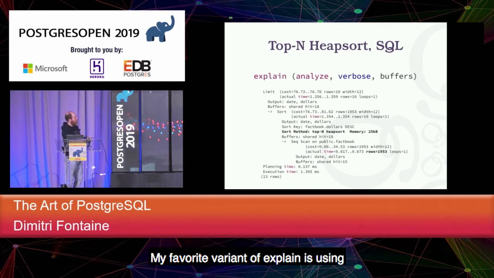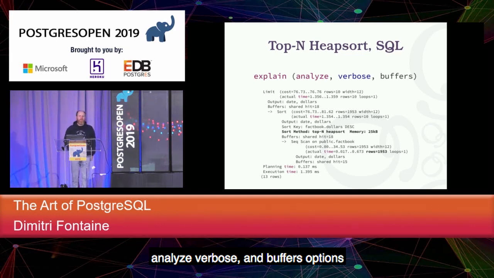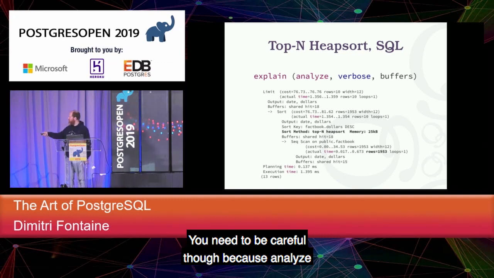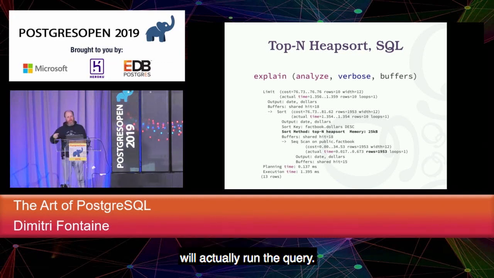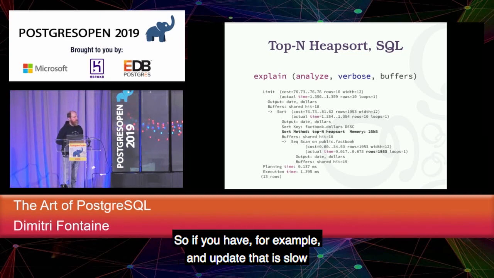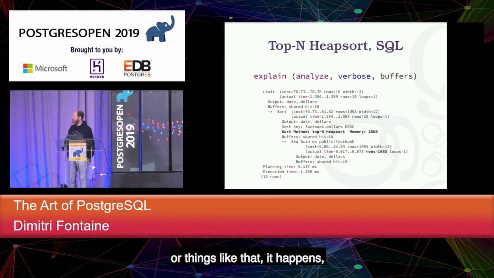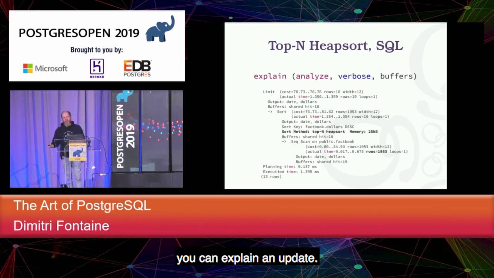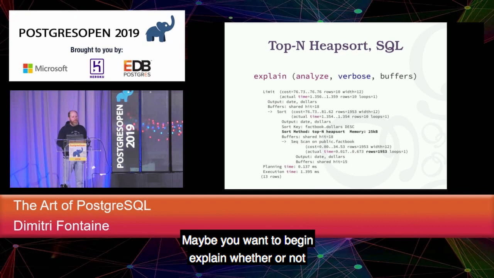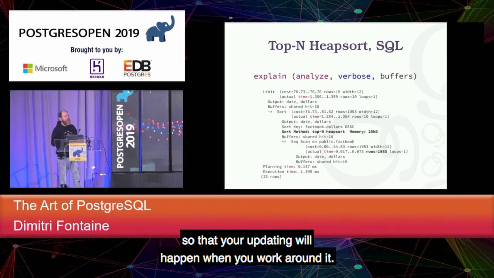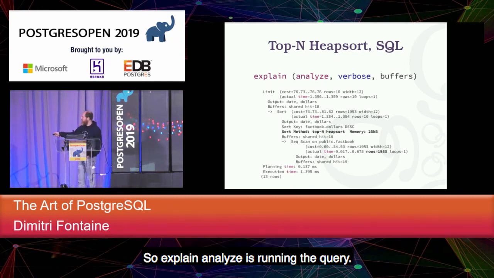My favorite variant of EXPLAIN is using ANALYZE, VERBOSE, and BUFFERS options, because that's where you have the most information. You need to be careful, though, because ANALYZE will actually run the query. So if you have, for example, an update that is slow because of a foreign key that doesn't have an index or things like that, it happens, and you want to explain the update, you can. Maybe you want to BEGIN, EXPLAIN ANALYZE the update, and then ROLLBACK so that the update didn't happen when you work around it. So EXPLAIN ANALYZE is running the query.